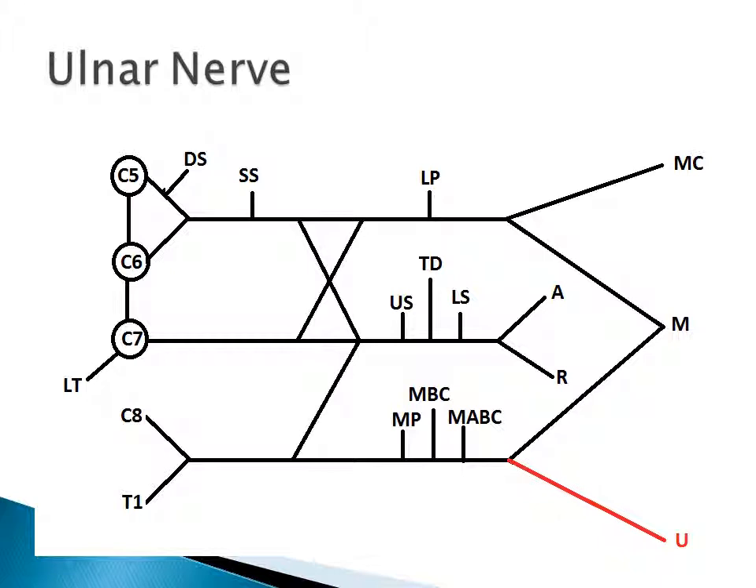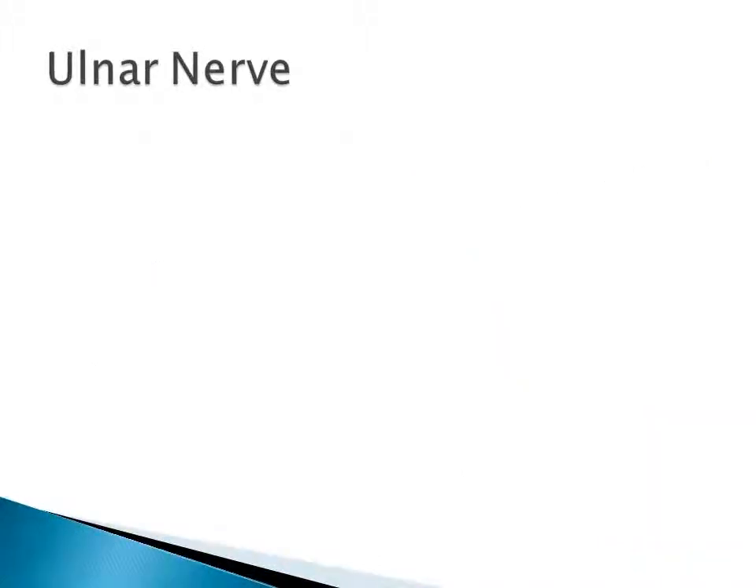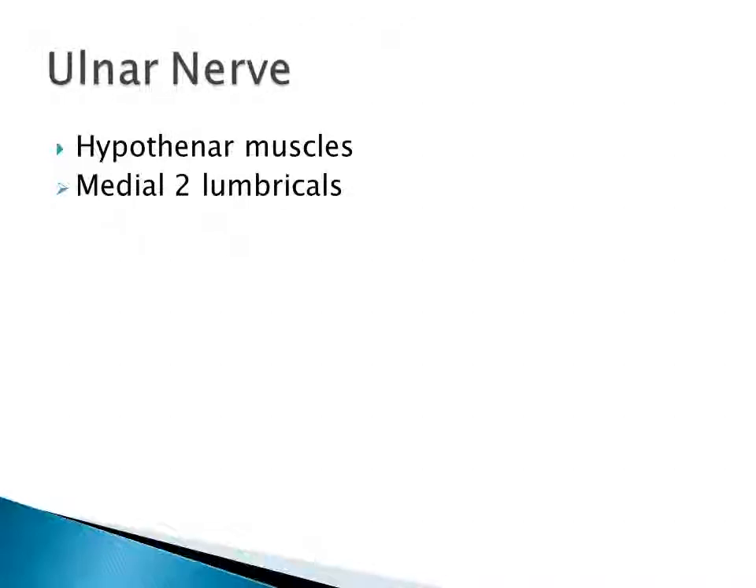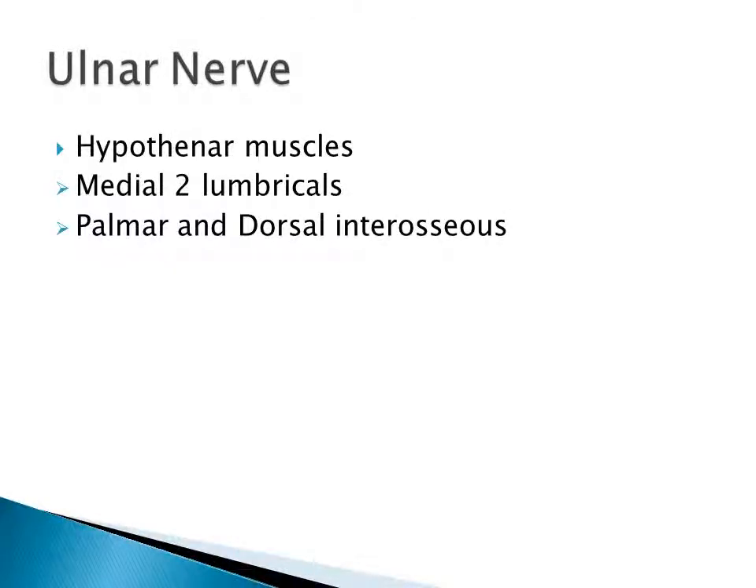Finally, we will look at the ulnar nerve. The ulnar nerve innervates the hypothenar eminence. The hypothenar eminence contains the medial two lumbricals, the palmar and dorsal interosseous muscles, as well as the adductor pollicis.